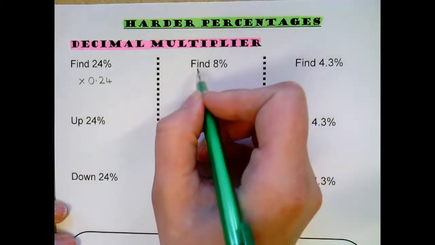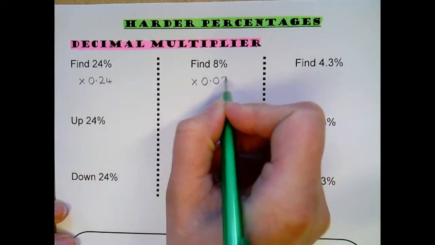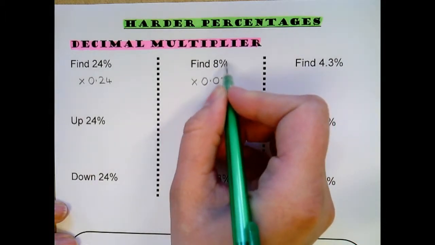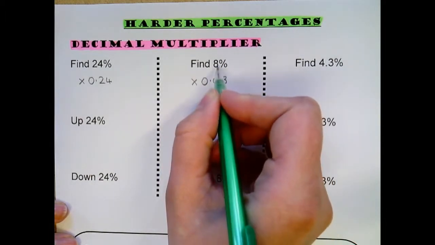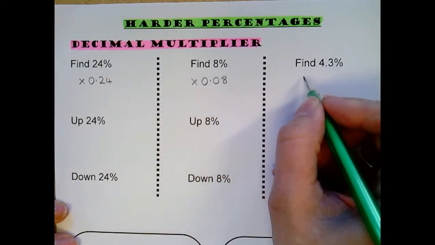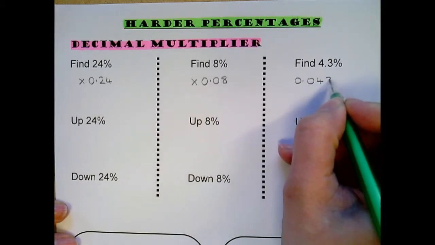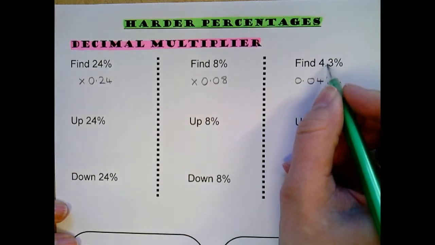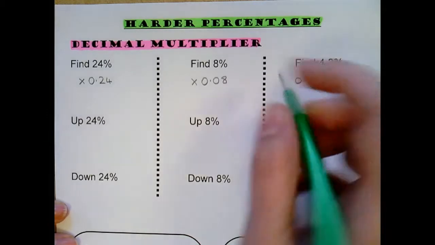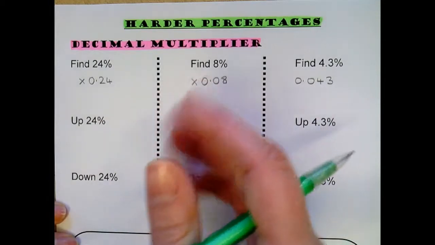If you were wanting to find 8%, you could times by 0.08, because that's what 8% is as a decimal. 8% means 8 out of 100, and 8 divided by 100 gets you 0.08. If you were wanting to find 4.3%, that would be 0.043, because that's what 4.3 divided by 100 is. So it's called a decimal multiplier because it's a decimal number and you multiply by it.